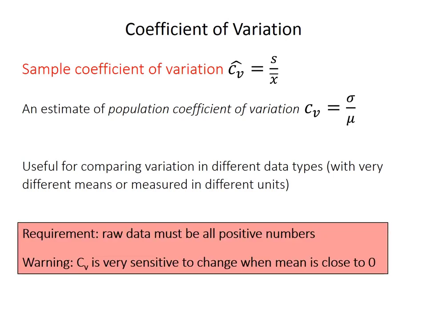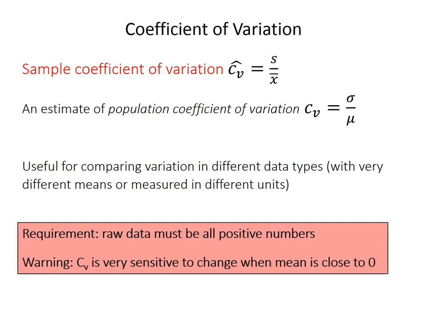So it's important to note that the coefficient of variation is only meaningful if all of your measurements are positive numbers. If you have some negative numbers, it's not going to make any sense. And you also should be warned that the calculated number is going to be quite sensitive to changes in the data if the mean is close to zero. Because we're dividing by the sample mean, if that's a very small number, small changes, if the mean goes from 0.001 to 0.002, your coefficient of variation will change a lot, even for very tiny differences in the mean.